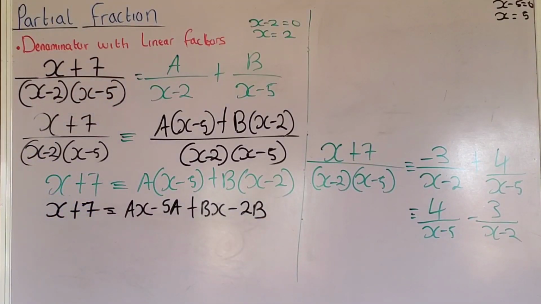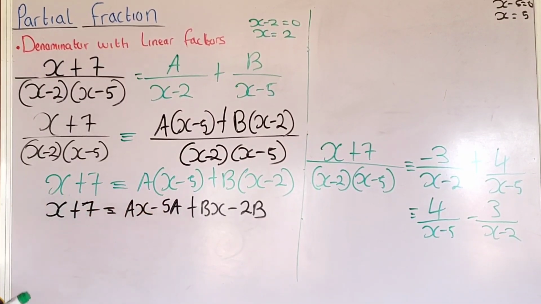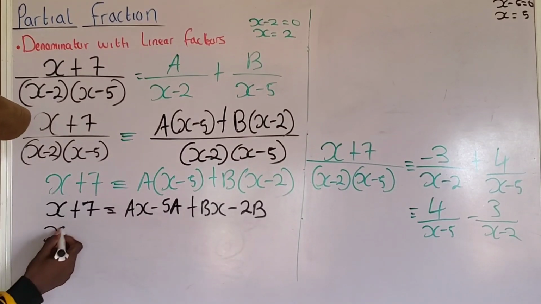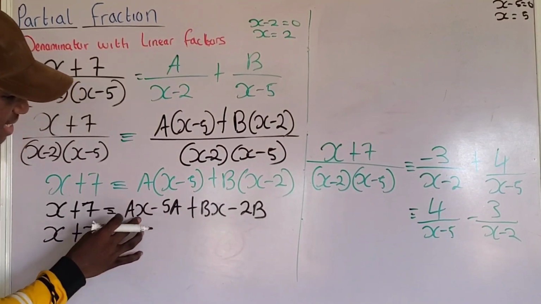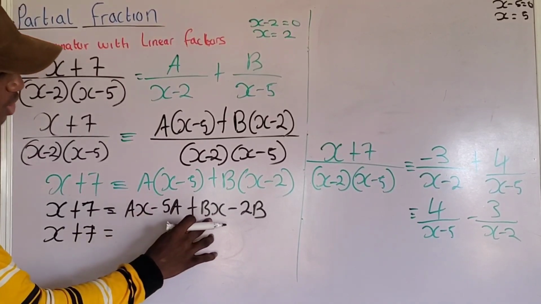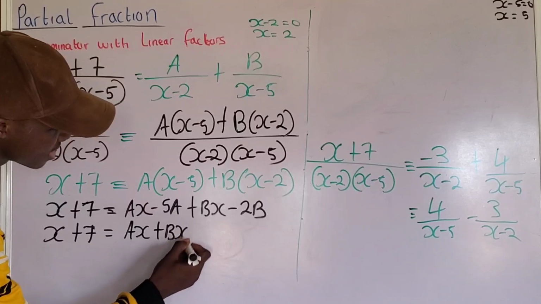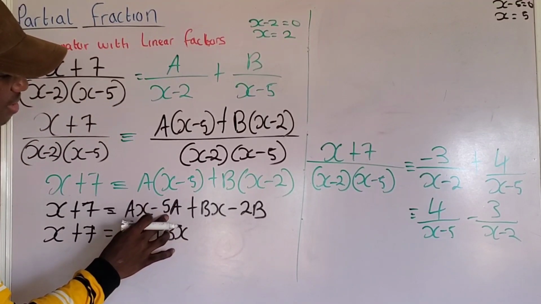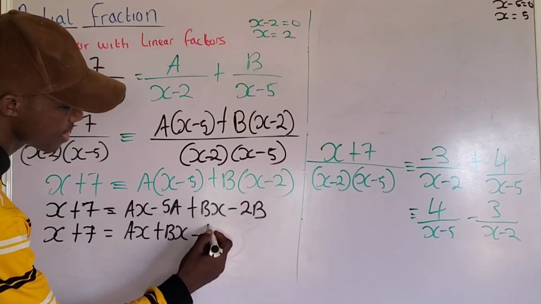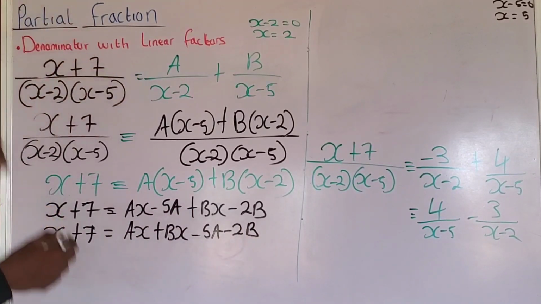Now, the next step is that arrange those values that are attached to x. Arrange it with correct like terms. You understand? So, for this, I'm going to have x plus 7 is equals to AX. A is attached to x here. B is also attached to x. So, I'm going to add them together. AX plus BX. You understand? Now, we have another concept. We have minus 5A, minus 2B. Do you understand?